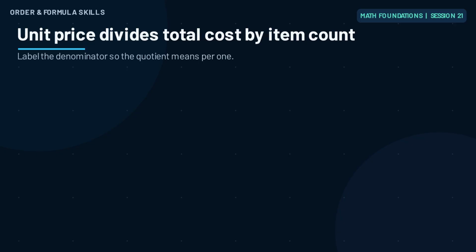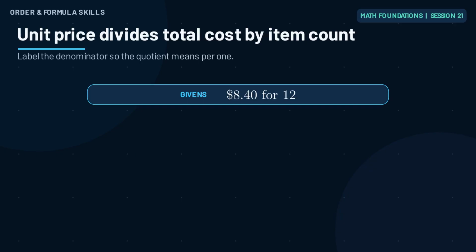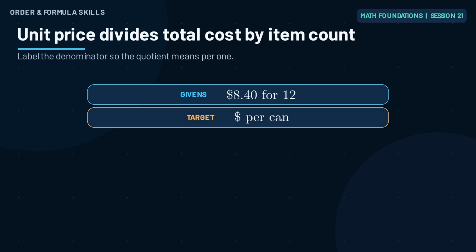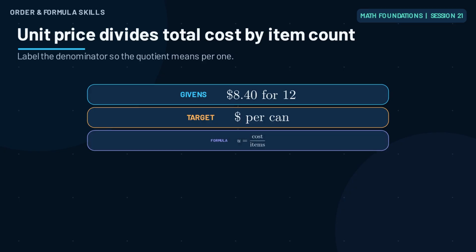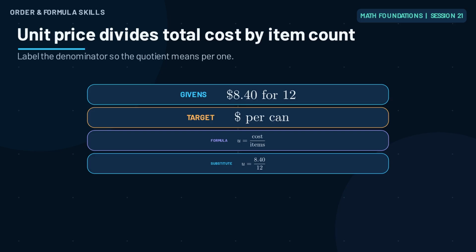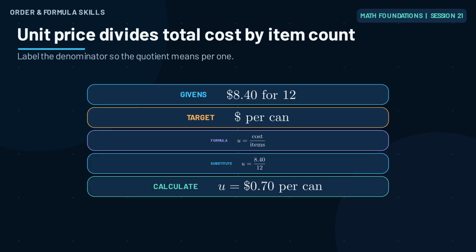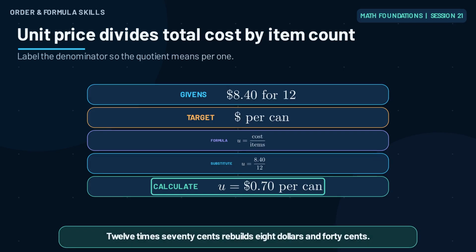A unit price compares total cost with one item or one measurement unit. A 12-pack costs $8.40. Find the cost for 1 can. Unit price equals total cost divided by number of items. Divide $8.40 by 12. The quotient is $0.7. Each can cost 70 cents. 12 times 70 cents rebuilds $8.40. Label the denominator so the quotient means cost per one item.